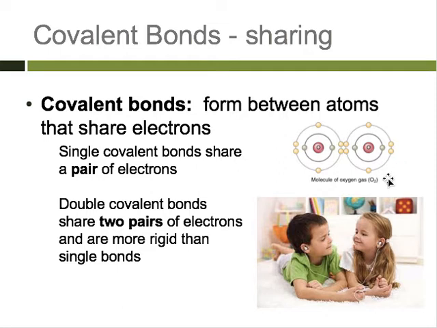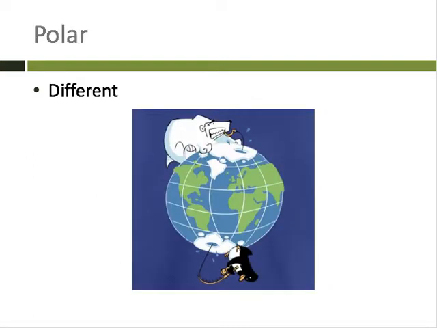You can see that they are actually sharing 2 pairs. Remember, a pair is 2. If there were only 2 electrons shared between these, that would be a single bond. But here we've got 2 pairs shared, so that's called a double covalent bond. Now there's 2 types of covalent bonds. Both of them involve sharing of electrons. One of them involves unequal sharing. We're going to talk about that in a minute, but first I want to talk about what polar means.